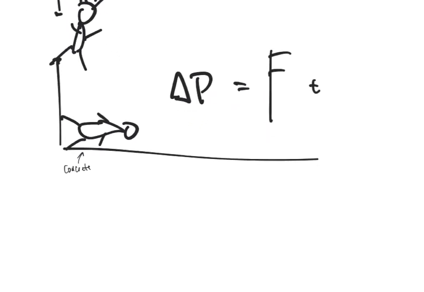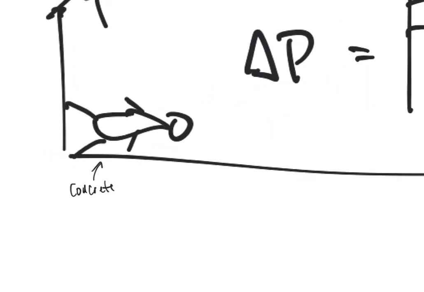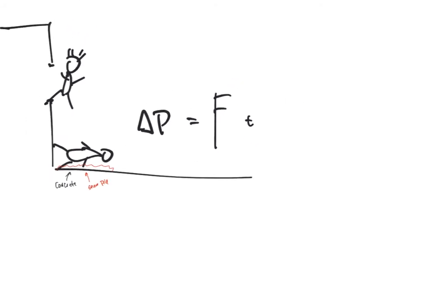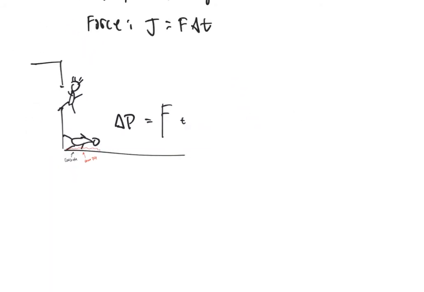On the other hand, if maybe there's a pile of leaves here, or maybe a snowbank, right? If there's a snow pile right here that you're falling into, that snow pile is going to allow for some give. You're not going to stop instantaneously. You're going to be more gradually stopped. In other words, the delta t here is going to be larger. And when the delta t is larger, that means that the force can be smaller.